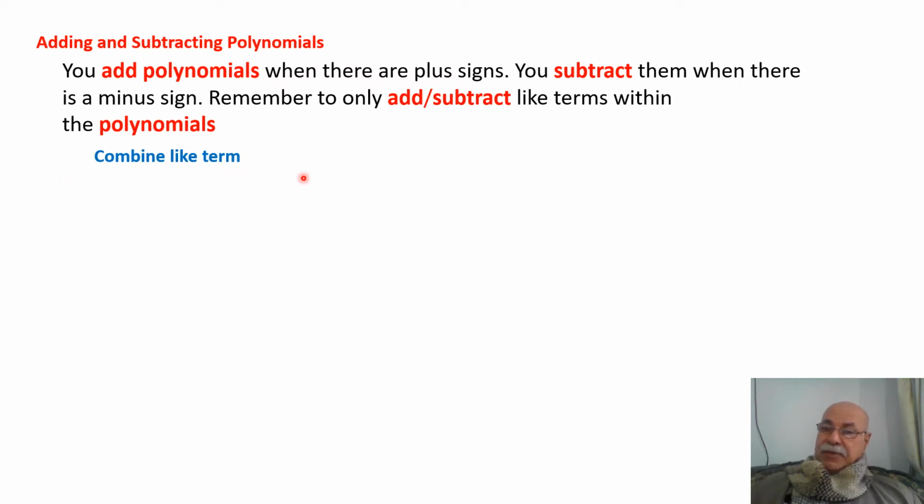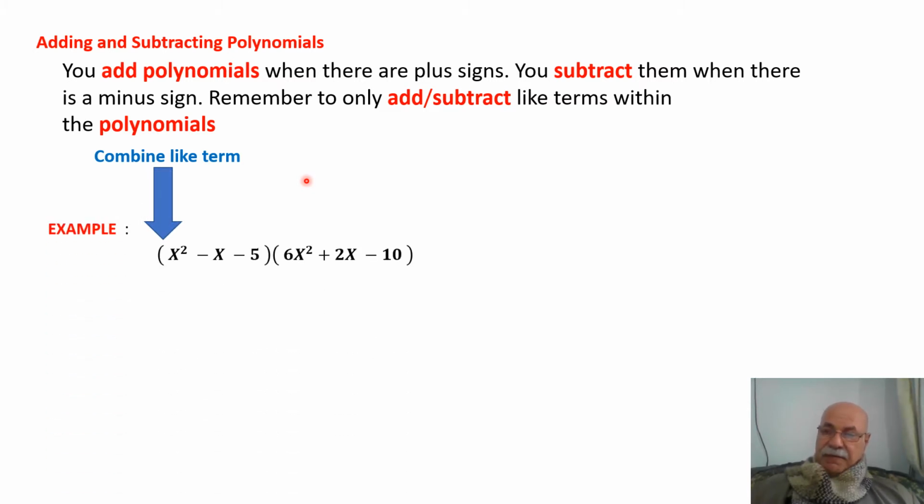Combine like terms means adding the terms. How we add the terms is called combine like terms. For example, we have this question: in a bracket x squared minus x minus 5, first bracket, second bracket 6x squared plus 2x minus 10. These two brackets, we want to combine, or add.